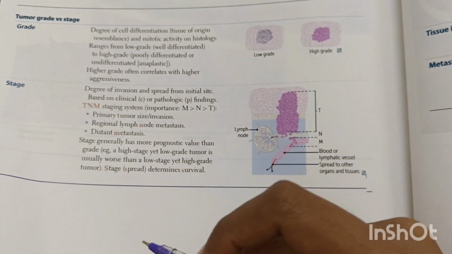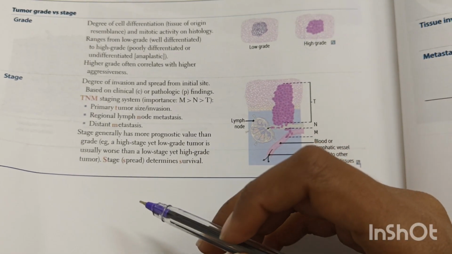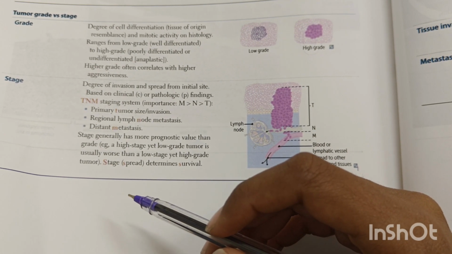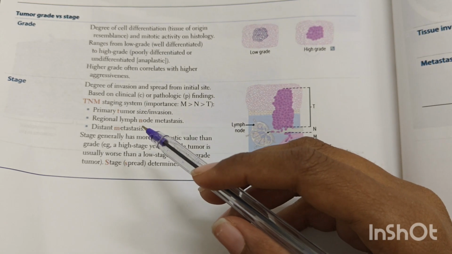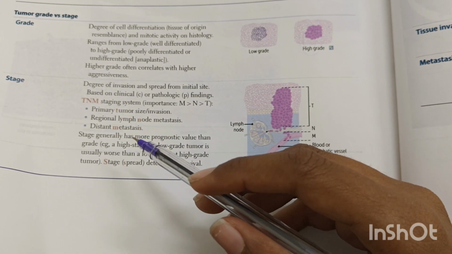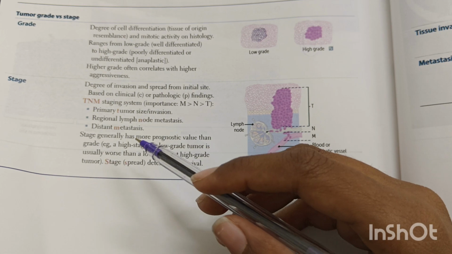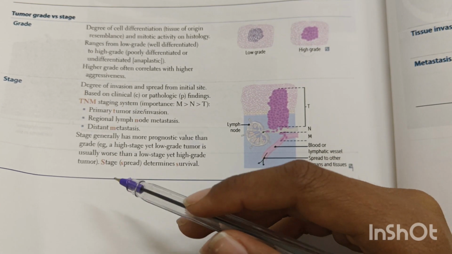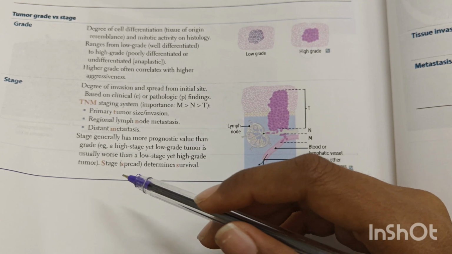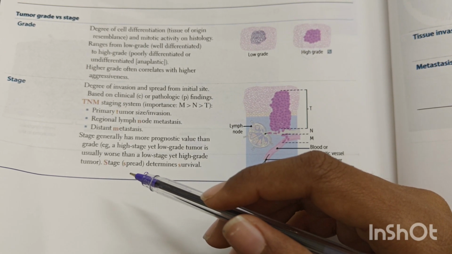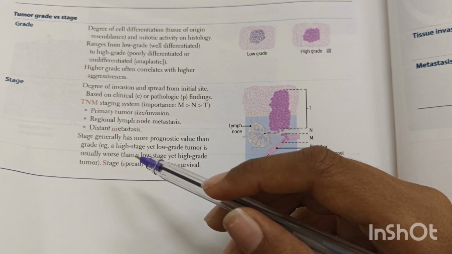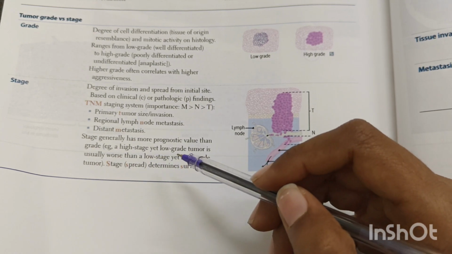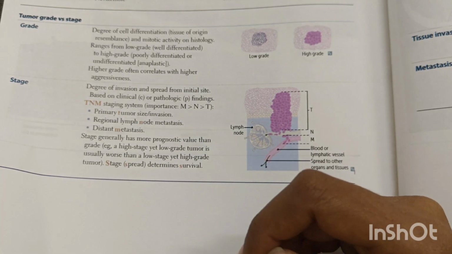Okay. So coming to stage. Stages depend on invasion and spread. So they are mainly dependent on TNM staging. T is for tumor size and invasion. N is for lymph node and M is for distant metastasis. So staging is more prognostic than grading. Very important. High stage but low grade tumor is usually worse. Staging is more important, even though it's low grade, but it's high stage, right? So that tumor is the worst.